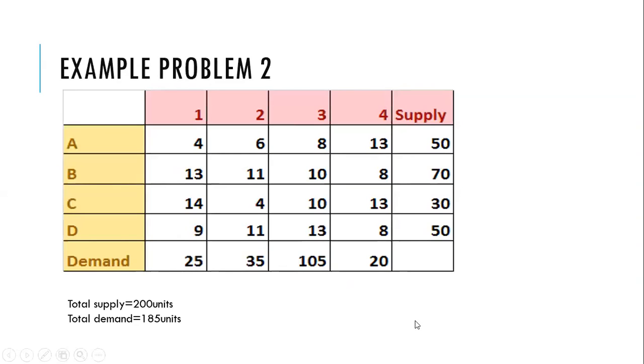Let us consider another example problem. Here you can see there are 4 demand points and 4 supply points, and the total supply is 200 units and the total demand is 185 units. So here also supply is greater than demand, and the demand is how much lesser? The demand is actually 15 units lesser.